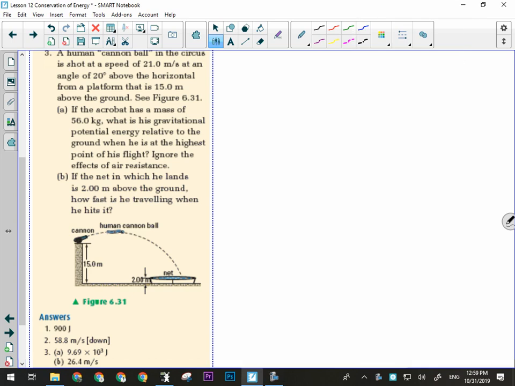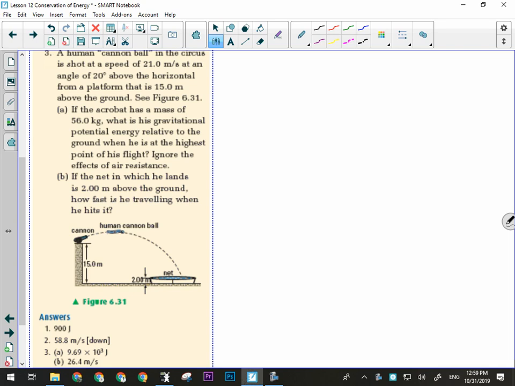All right, so we got the human cannonball question. Part A wants us to find their gravitational potential energy relative to the ground when they're at the highest point in their flight. There's a couple of ways for me to do that. I could find his kinetic energy at that point and subtract it from the mechanical energy, which I could calculate at the very beginning.